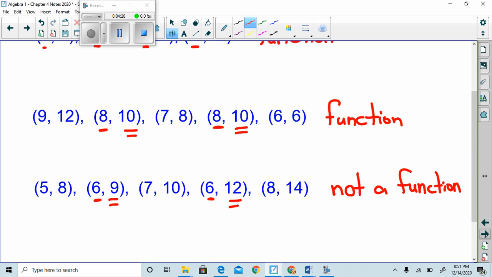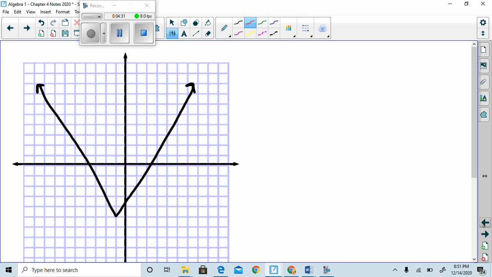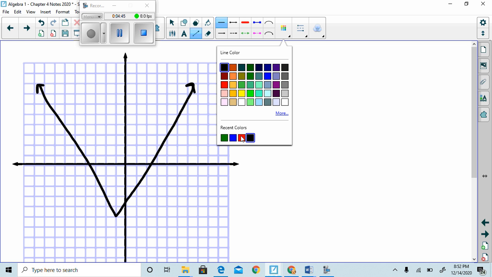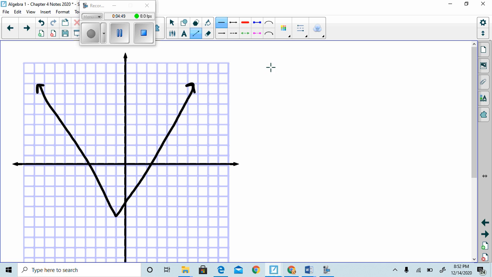If I'm looking at a graph and I want to determine if this represents a function, I'm going to be doing something called my vertical line test. I'm going to take a vertical line, and I'll create one here so we can use this as our guide.